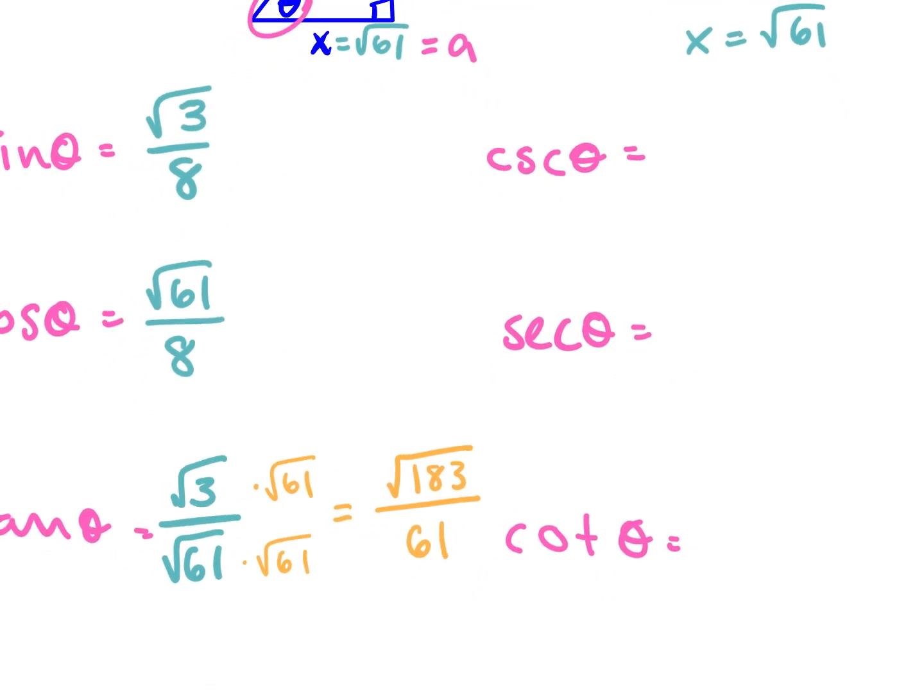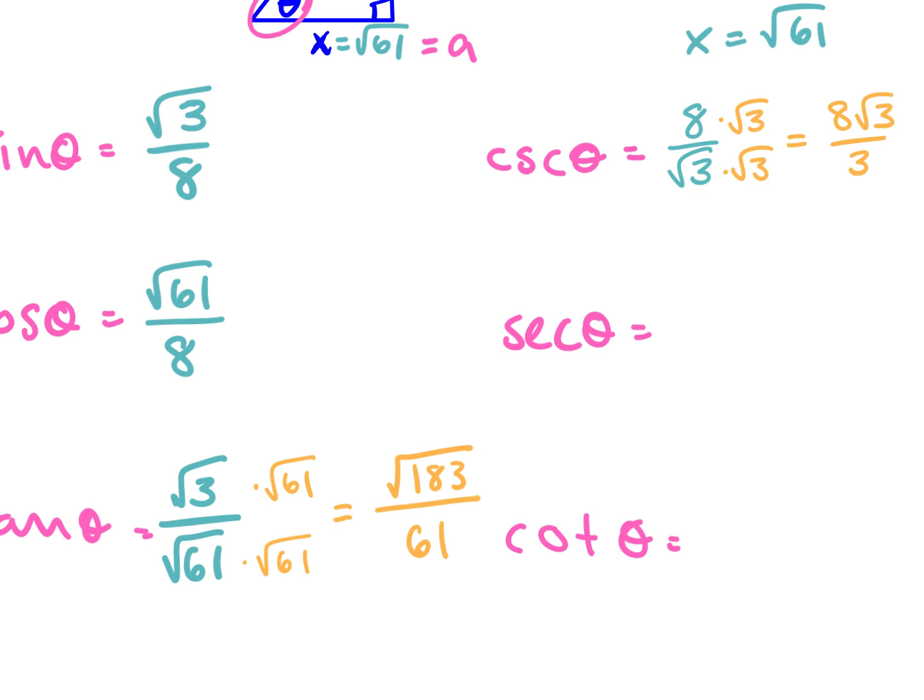All right, let's flip them for our reciprocal functions. So cosecant is the reciprocal of sine, so it would flip to 8 over square root 3. Can I leave my answer like this? No, we have to rationalize. So multiply the top and the bottom by square root 3. So we get 8 square root 3 over 3.